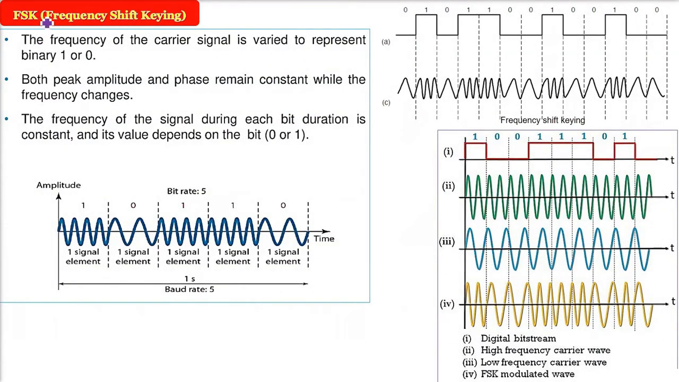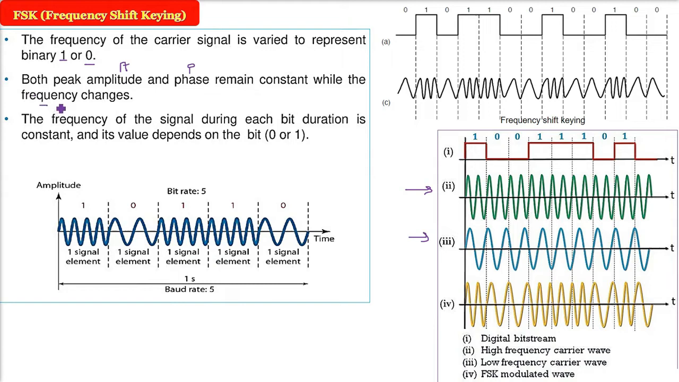FSK or frequency shift keying. FSK is also a digital modulation technique. So here we have a carrier wave, and the frequency of the carrier signal or wave is varied or changed to represent binary 1 or 0. One frequency will show 1, a different frequency will show 0. Both peak amplitude and the phase will remain constant. Only frequency changes here.